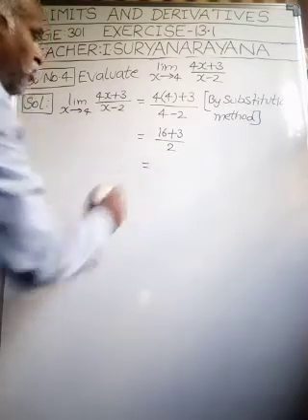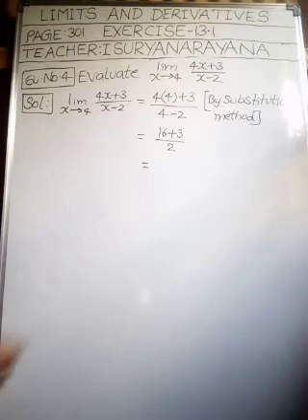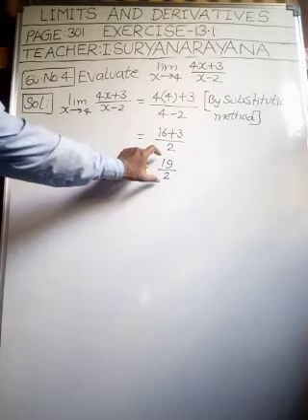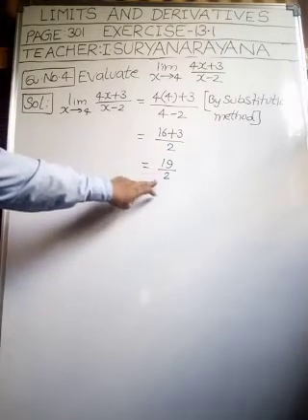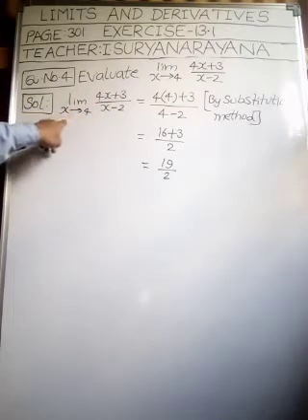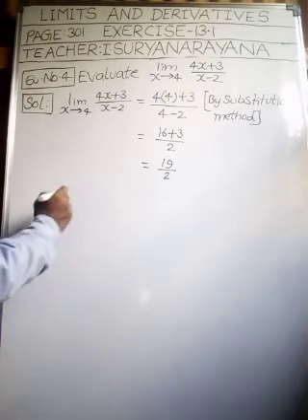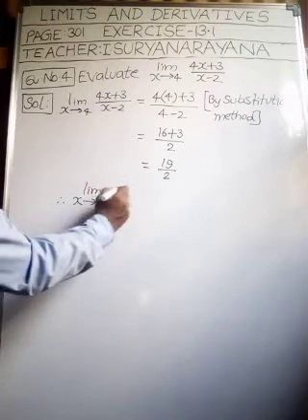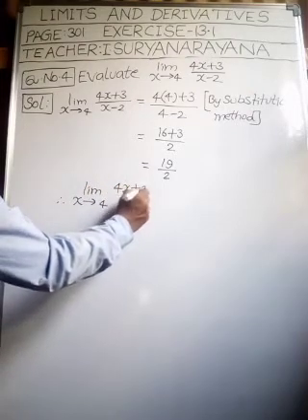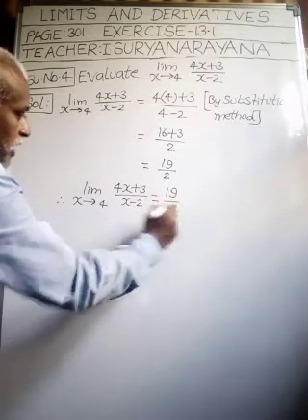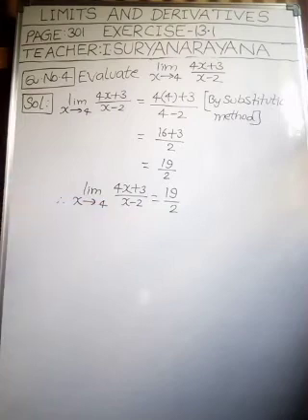Right. That is equal to, in the numerator, what will you get? 16 plus 3, 19 by 2. So it is a finite real number. So this finite real number is said to be the limit of this function as x is approaching 4. Okay, my children, understood this point? Therefore, as x tends to 4, limit of (4x plus 3) by (x minus 2) is equal to 19 by 2. Understood, my children?